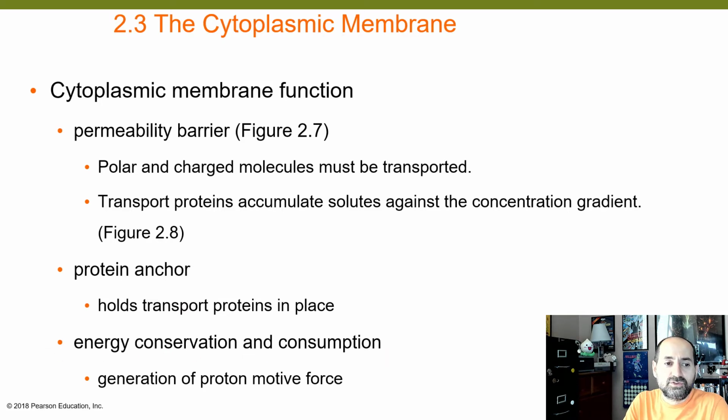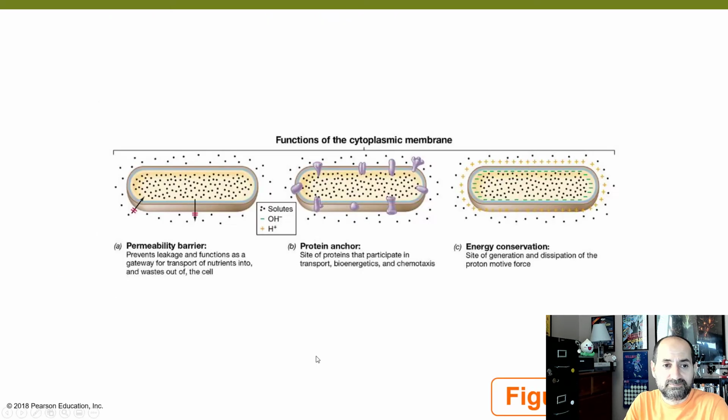You can use the membrane of prokaryotic cells to produce ATP. That's where ATP synthase and the electron transport chain live. You can use the proton gradient that's formed by the electron transport chain to do work across the membrane. So in prokaryotes, the membrane is utilized for energy purposes. You can see that highlighted here. The membrane is a permeability barrier. It is a protein anchor for all these membrane proteins, and it's used in energy conservation.